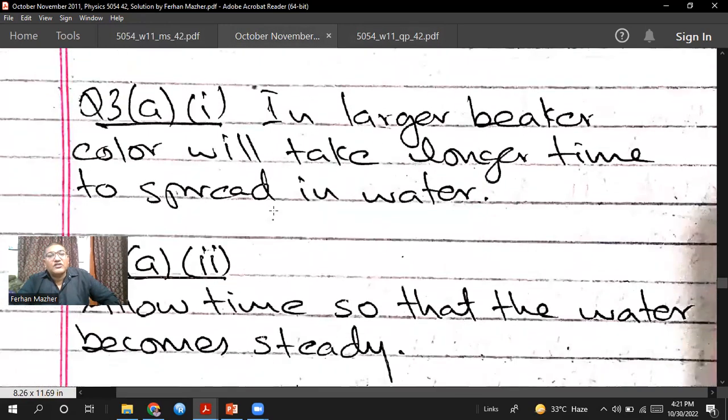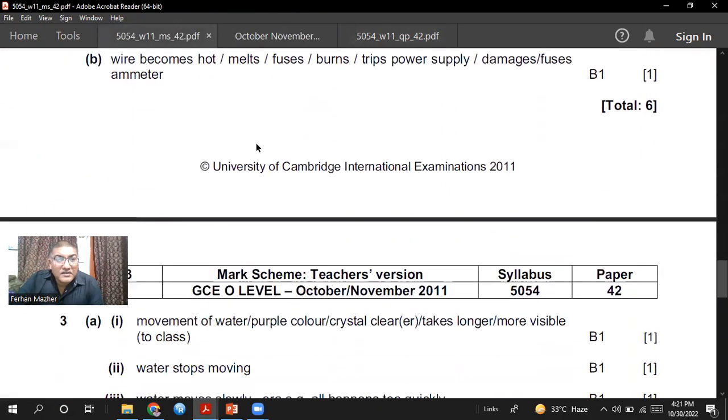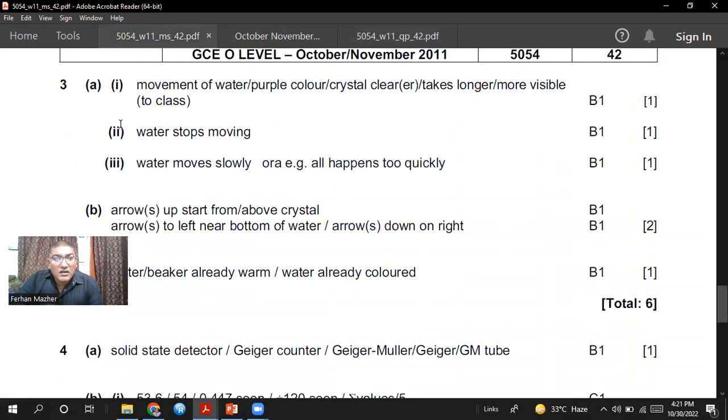So we are on question number 3, A part. In a larger beaker, the color will take a longer time to spread in the water. So you will have the time to observe how this spreads. Okay, so that is the A part.